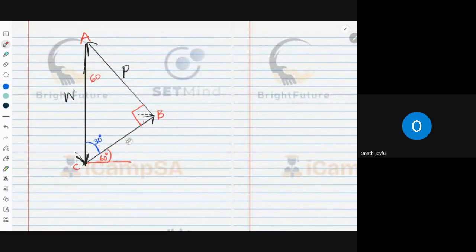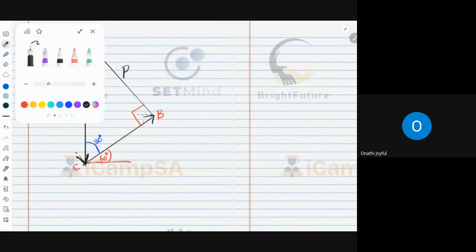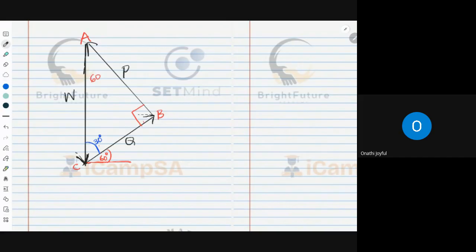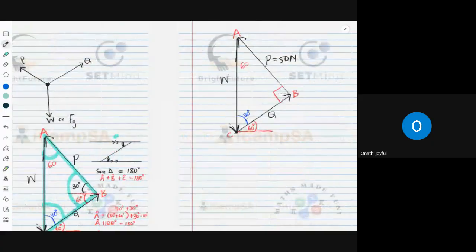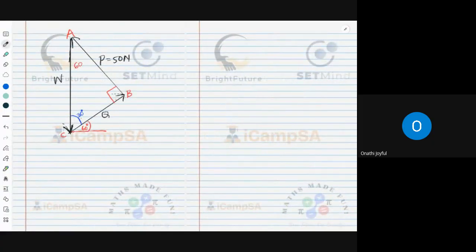Let's do what the question is asking. This is our Q. We are told that vector P is 50 newtons. And then now they are asking us to find the tension in string Q. So you can do one of two things here. Either you can use this closed vector diagram, or you can just use the fact that this thing is at equilibrium, right? But since we already drew this vector diagram, let's use it, okay?